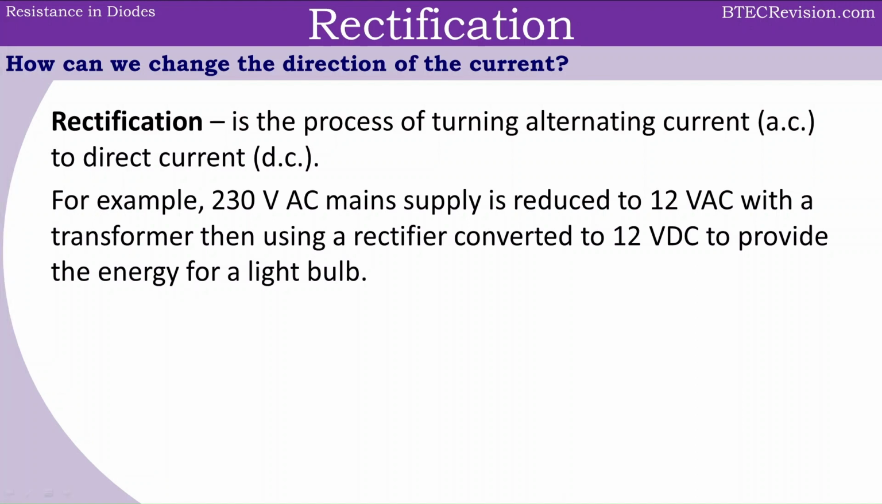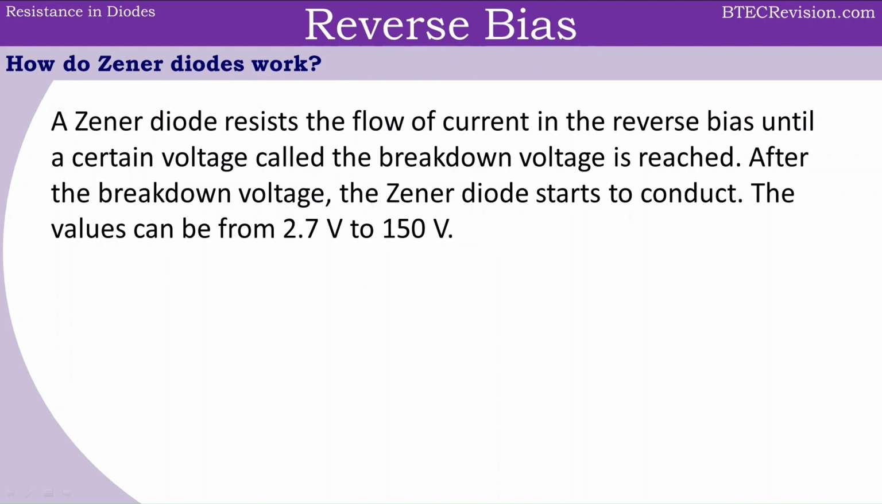For example, let's take our main supply in the UK, 230 volts, and it's AC. And this is reduced to 12 volts using a transformer. And then this can be converted to 12 volts DC, which from before it was AC, using a rectifier. And this is the right type of voltage in order to provide energy for a light bulb, for example.